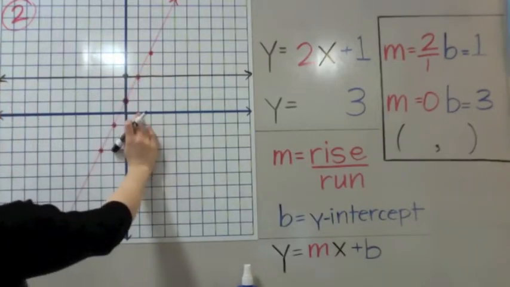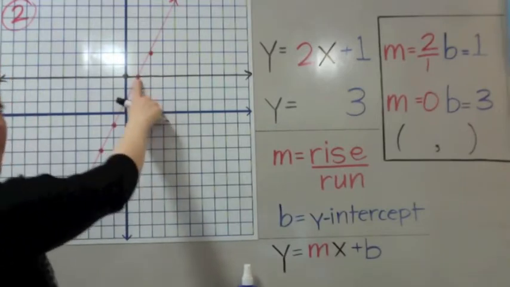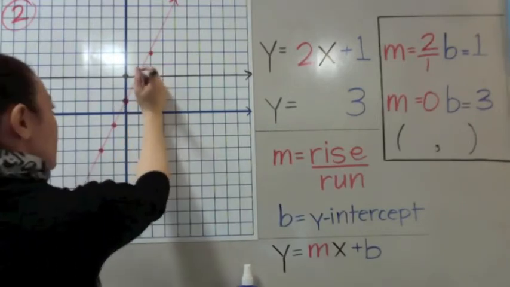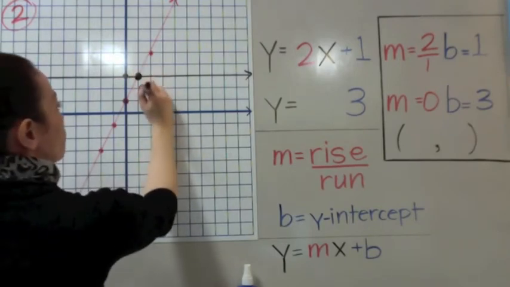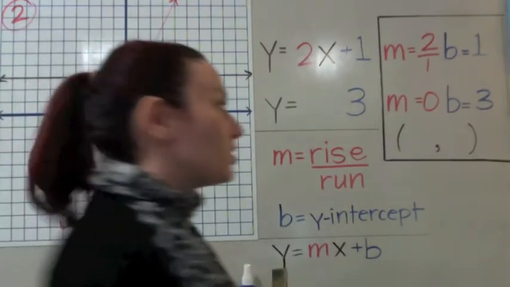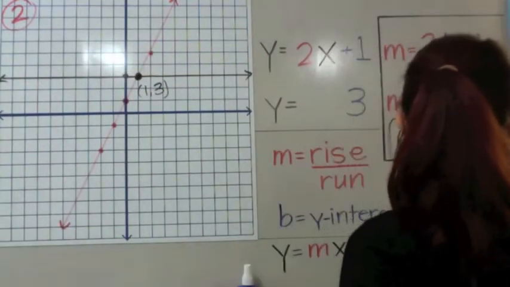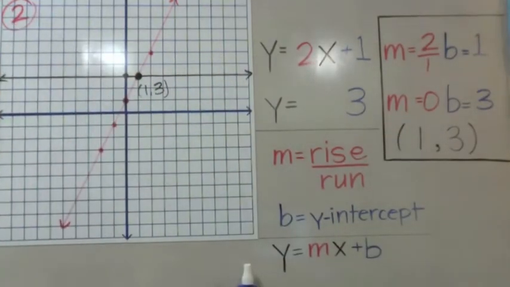Do we see it? It's right there. That's at 1, 1, 2, 3. Yeah? It's at 1, 3. They intersect at this point. Should I make it a little bit bigger? That's their point of intersection. 1, 3. So that is the solution to this equation. 1, 3. All right? So make sure you have all of that down.